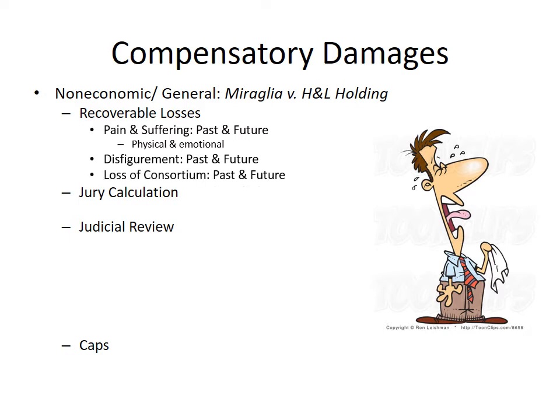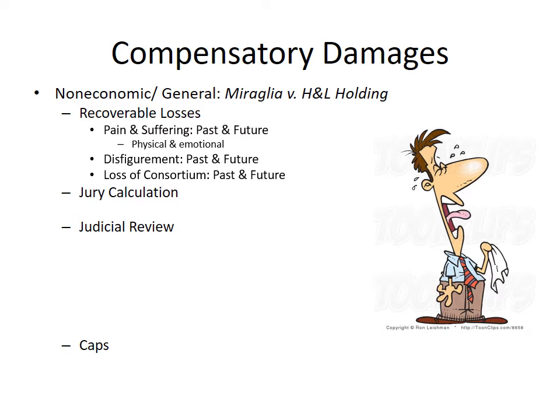Another form of non-economic damage, an important one, is loss of consortium. So if the person is married, the person's spouse can sue for loss of consortium, and that simply means the loss of society and comfort. In the past, it used to be the loss of sexual relations, but now it has more to do with the breakdown of the relationship between the spouses.